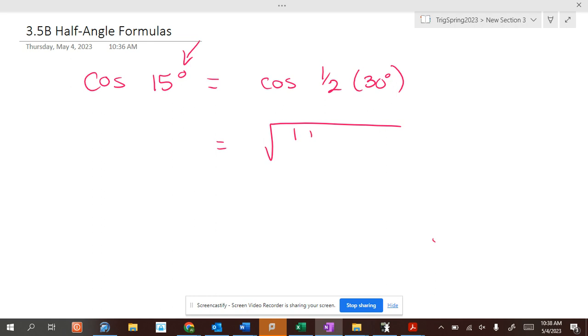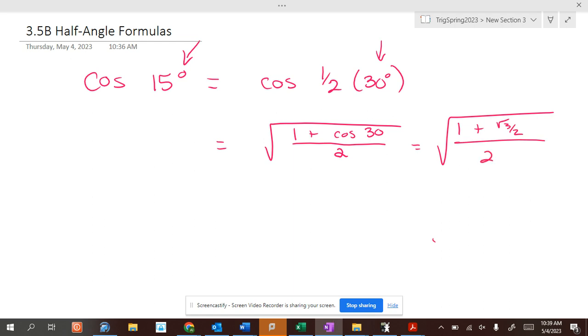So we go 1 plus the cosine of my new angle, 30 degrees, all over 2. Correct? And what's the cosine of 30 degrees? So it's 1 plus the square root of 3 over 2, all over 2. Ooh, it looks like I have a complex fraction. How do I get rid of a complex fraction?